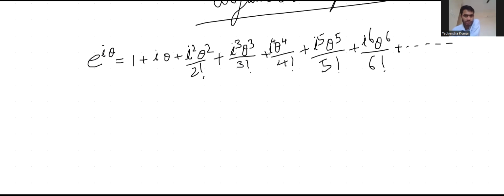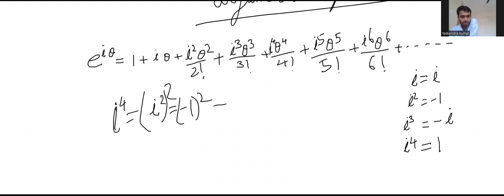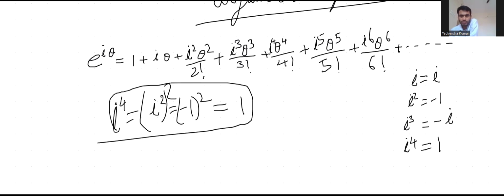Here, in short, I will tell you one more thing, the powers of iota. Iota is iota. Iota square is -1. Iota to the power 3 will be minus iota. You can understand, right? And iota to the power 4 will be +1. How? See, iota square is -1. Do a square on both sides. So this will be iota to the power 4, and the right-hand side is going to be 1. So iota to the power 4 is going to be 1.